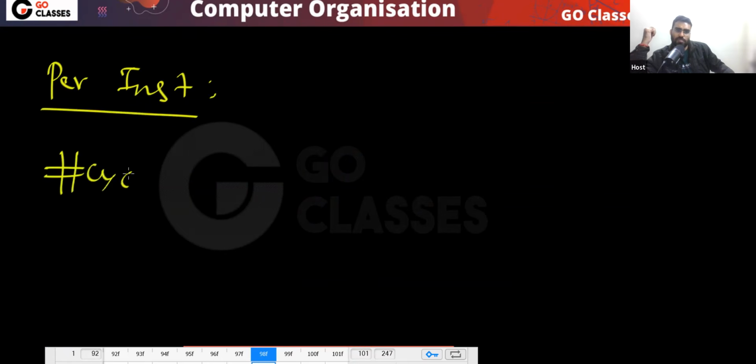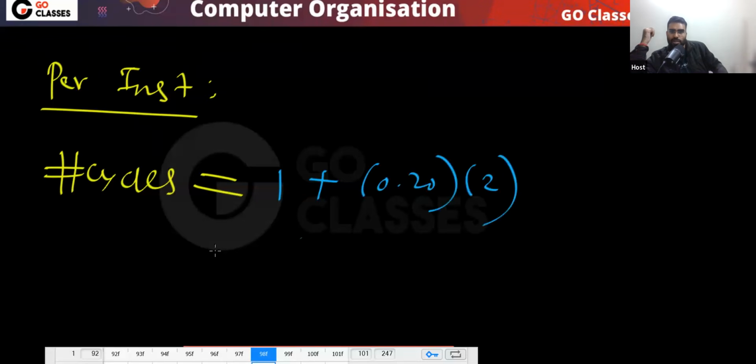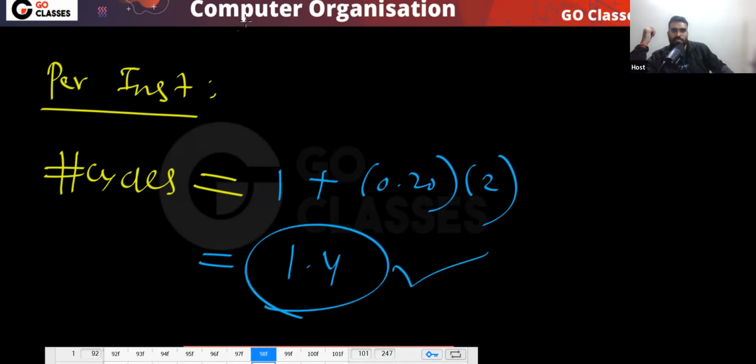Tell me per instruction, what is the number of cycles? That will be 1 plus 0.20 multiplied by 2, that is 1.4. This is your answer. Understood? Let me know.